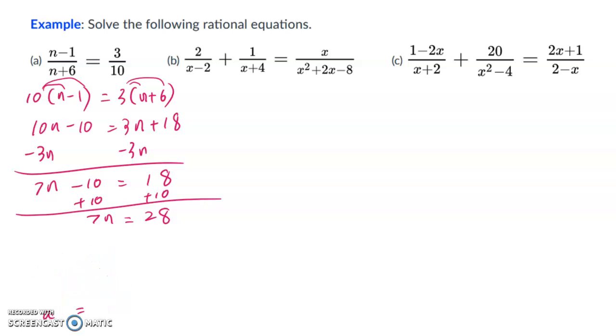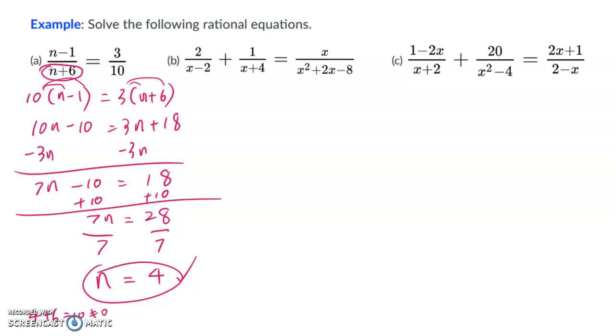Let me erase this part. Divide by 7 on both sides. I have n equals 4. Okay, when we solve a rational equation, we want to make sure to check if the solution you got will make each denominator with x or with n equal to 0. So check over here. n equals 4. If you plug into the only denominator with the variable n in it, you will have 4 plus 6, which is 10, right? This is not 0. That means this solution is safe. This solution will be a solution to this equation.